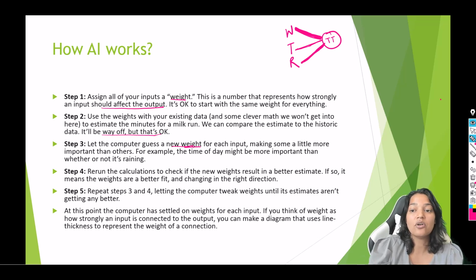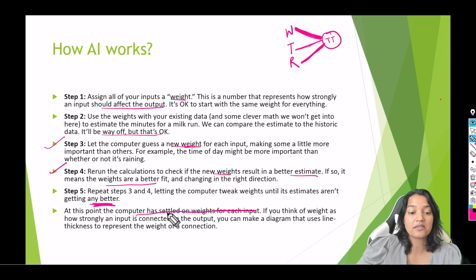So we increase the weightage, then rerun the calculation to check if the new weights result in a better estimate. If so, it means the weights are a better fit and changing in the right direction. Now you keep repeating steps 3 and 4, letting the computer tweak the weights until the estimates aren't getting any better. At this point, the computer has settled on the weights for each input. It knows what matters the most.